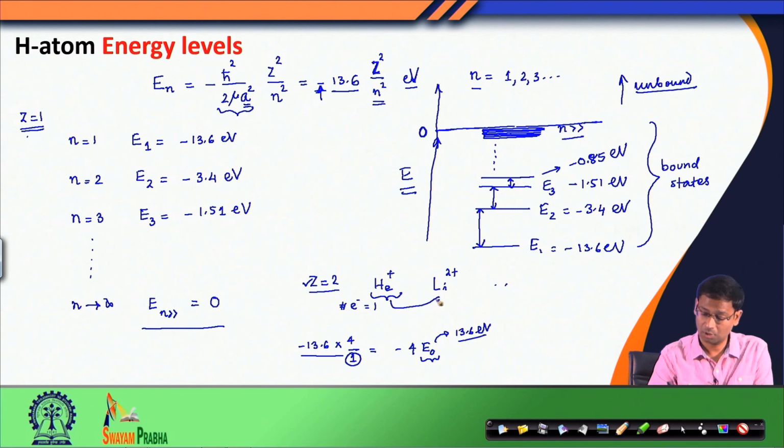So, these are called hydrogen-like systems. By that we mean that they have a nuclear charge of some value and one and only one electron going around the nucleus, just like the hydrogen atom.